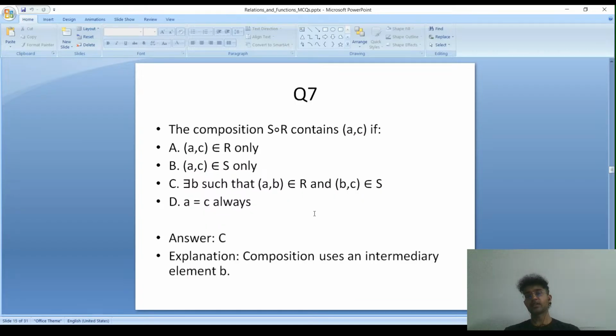Let's see the answer. Yes, C is the right answer. A composite relation is a combination of two relations. So if you have (A, B) in the relation R and then (B, C) in the relation S, then S composite R is basically going to be (A, C), right? Because B is already common to both, so it directly becomes (A, C), right? Next.